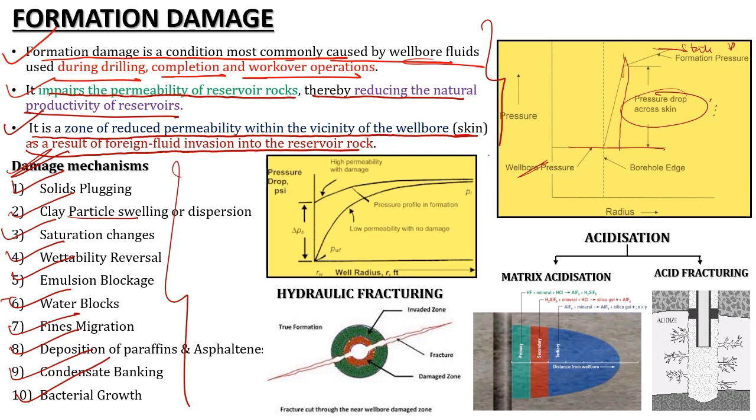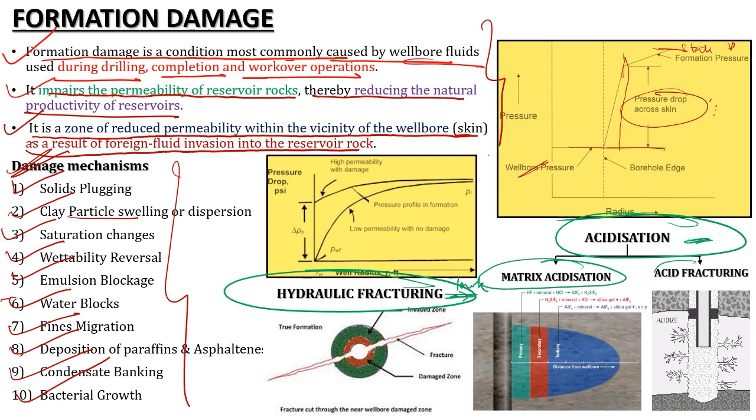Now for well stimulation, I can have mainly two types: one is acidization and the second is HF, hydraulic fracturing. Generally this HF is applicable when I have a very low permeability reservoir. This particular thing is very much effective. Acidization can be of two types, matrix acidization and acid fracturing.